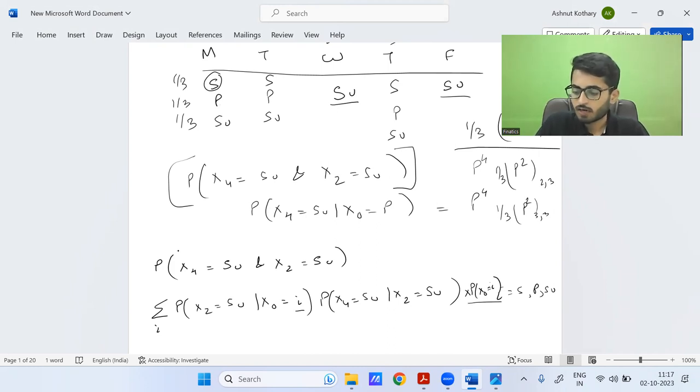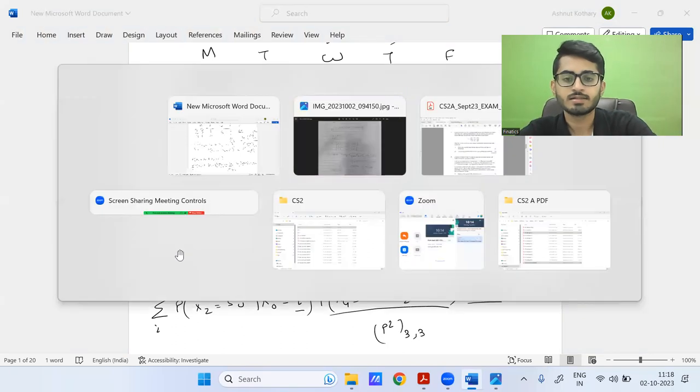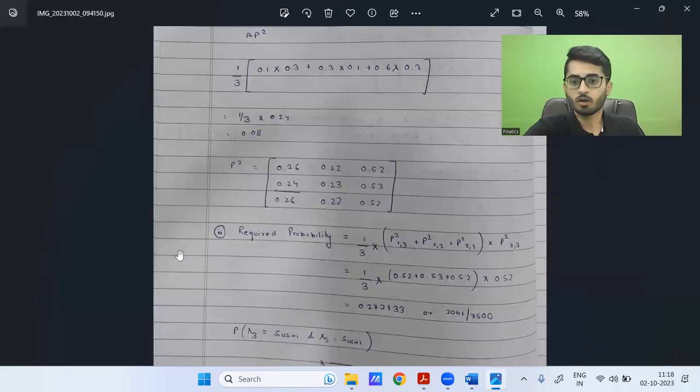So first we'll start with what happened at x0. Given this happened at x0, what is the probability that at x2 this will be sushi? And then given at x2 it was sushi, at x4 it will be sushi. So this is going to remain common for all the three different values of i. This is going to be nothing but the entry of P square, third row, third column. This is going to vary. There will be three different cases. And this is how my structure looks. So I got the required probability.